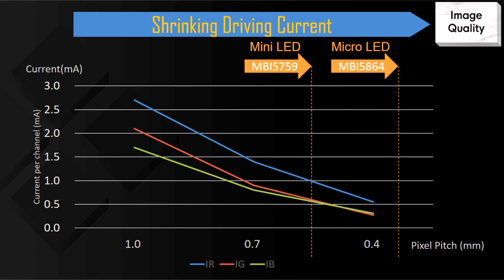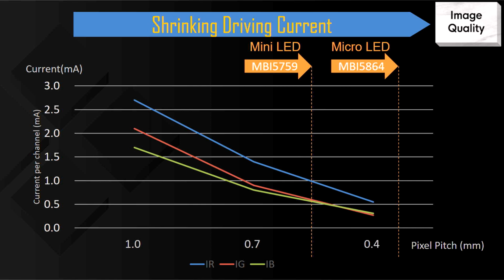So if you're looking at a pixel pitch that is below 0.6 millimeter or even below 0.4 millimeter, you can see the output current driving will go to around 200 microamp. So that is why MBI5864 is using the design for 100 microamp, and we can drive very accurate current around 100 microamp, which means this driver is very suitable for mini LED and micro LED applications.